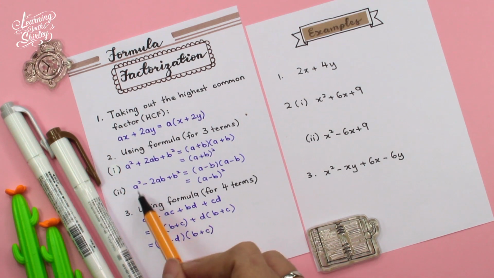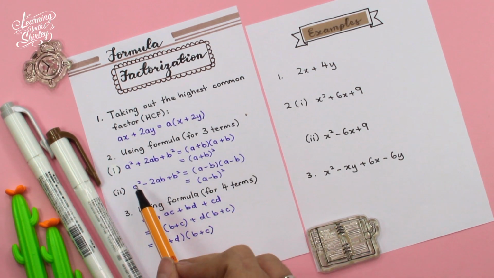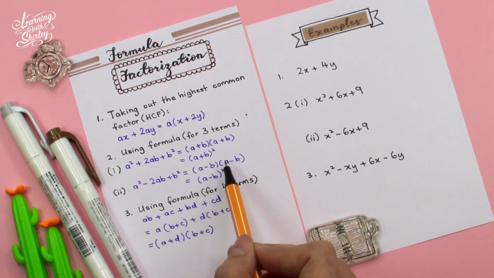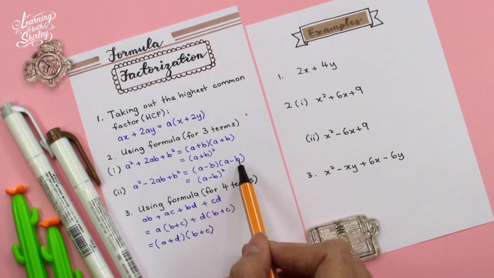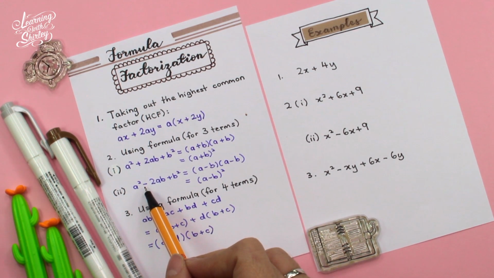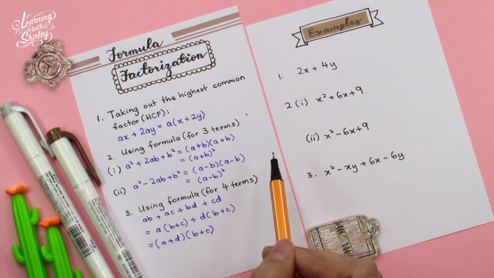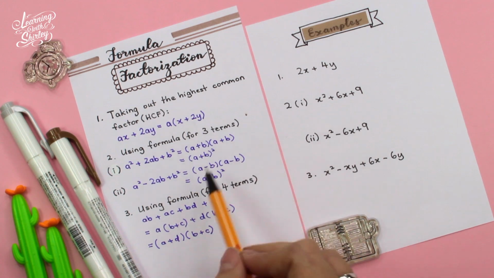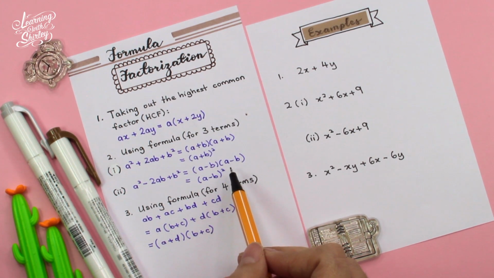So number 2, a squared minus 2ab plus b squared. So we put 2 brackets. So a squared is a times a. And then we look at the third term, b squared is negative b times negative b. Okay, why is it negative? Because here there's a negative sign. So when there's a negative sign, it means that both brackets are also in negative. So to simplify this, we get a minus b whole thing squared.